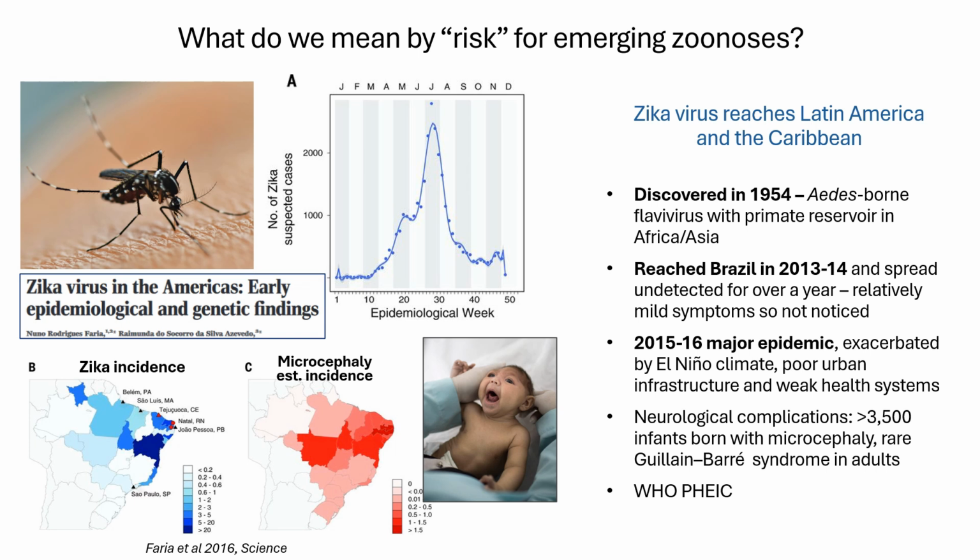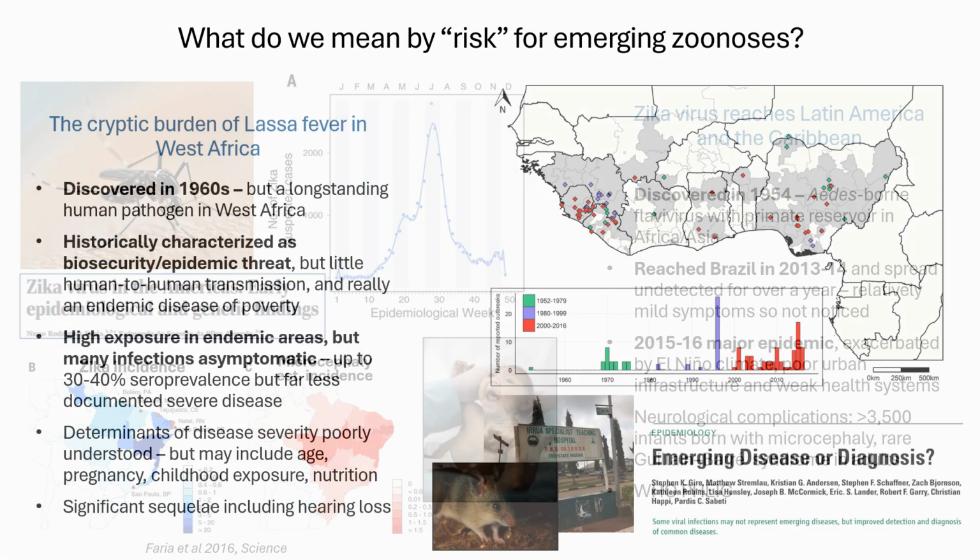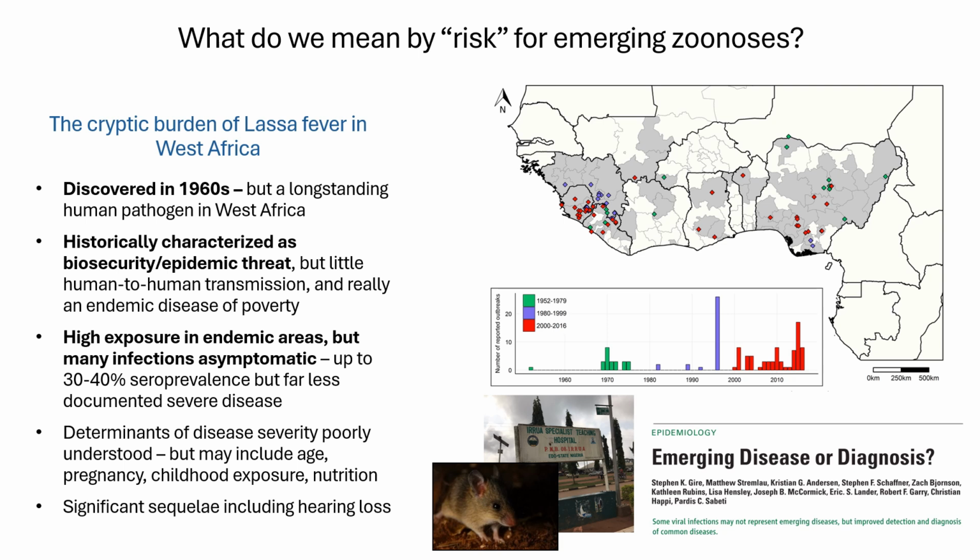So climate change, social inequalities, issues with vector control. And this led to quite severe neurological complications in a proportion of cases. Around 3,500 infants were born with microcephaly, and in a certain proportion of adults, Guillain-Barré syndrome was observed. So this was a much more severe epidemic than you would have considered if you had only looked at Zika in its pre-emergence phase, or the processes that cause Zika to spill over to humans in its historical circulating regions.